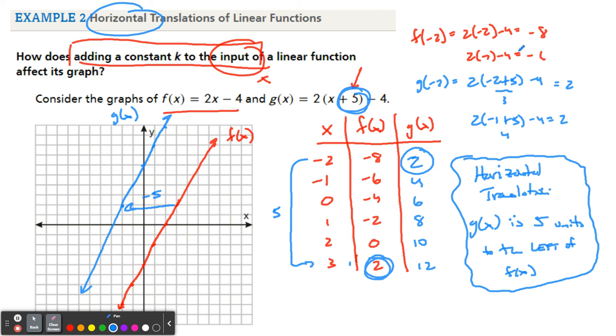So it's very important that you think about this: when you do vertical shifts, you go in the same direction. But when you do horizontal shifts, you go opposite of what you think.